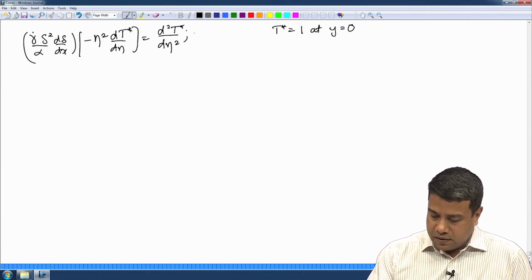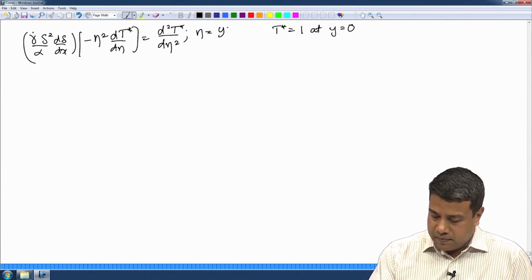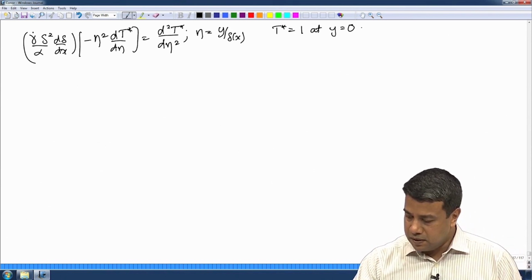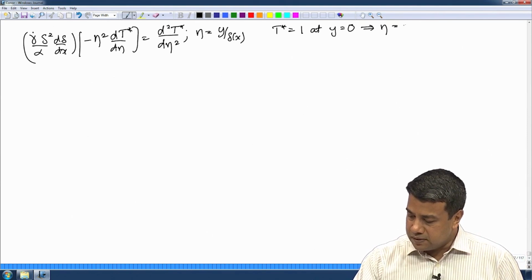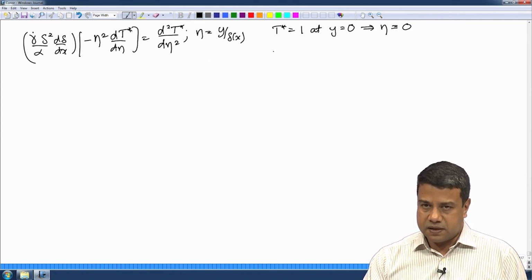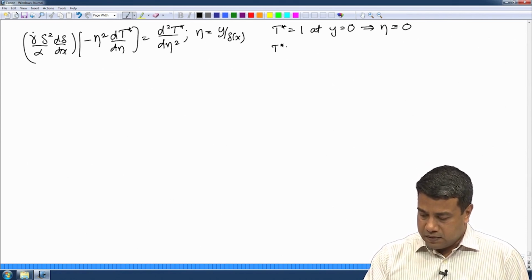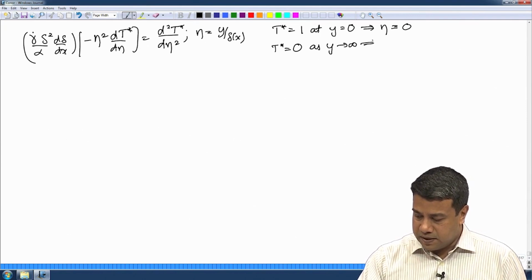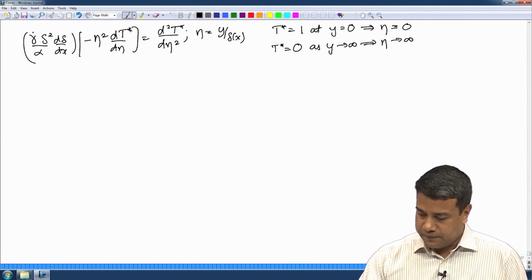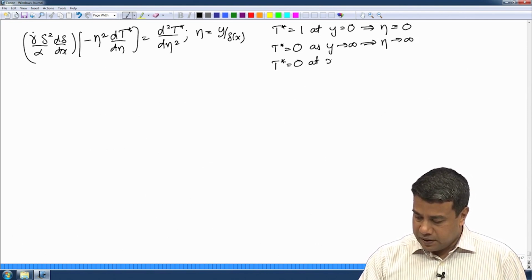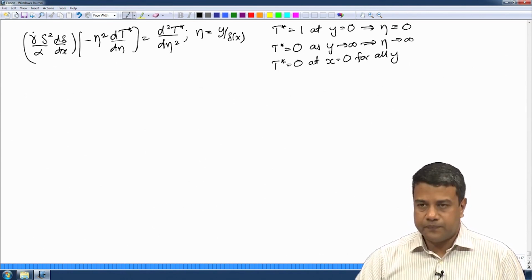Recall that eta is equal to y by delta of x. T star is equal to 1 at y is equal to 0, which is equivalent to eta is equal to 0. At the surface itself, T star was 1. T star was equal to 0 as y goes to infinity, which implies that eta goes to infinity. And T star is equal to 0 at x is equal to 0 for all y.